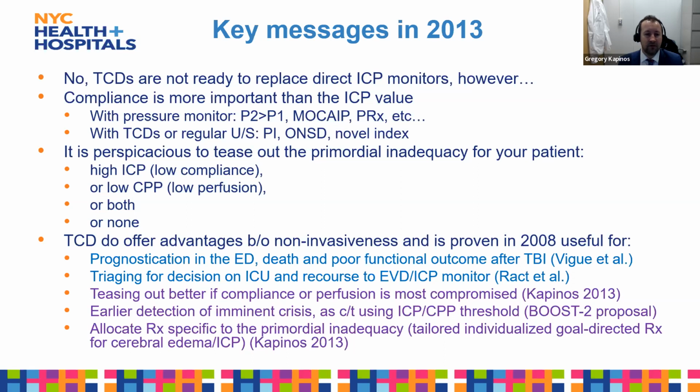Teasing out better if your compliance or your perfusion or both is what is problematic with your patient. We can do an earlier detection of an imminent crisis when we see the trend of the compliance being altered or the trend of the CPP going down with the correlate that I'm going to give you the biomarker on TCDs. And then we can allocate the specific treatment.